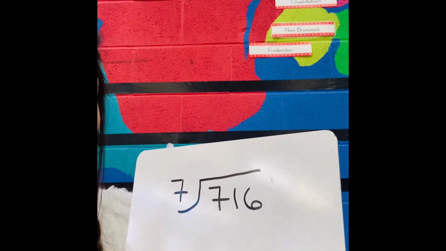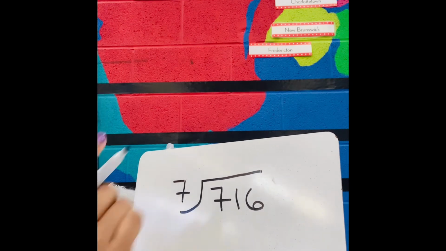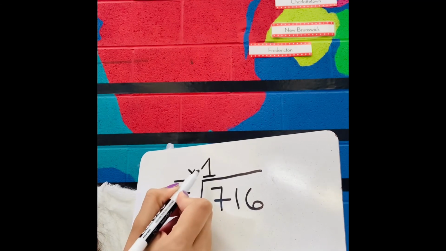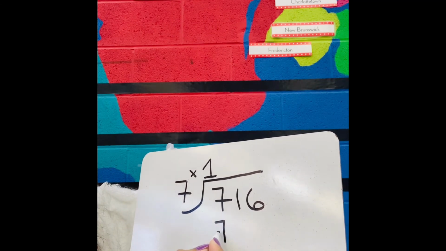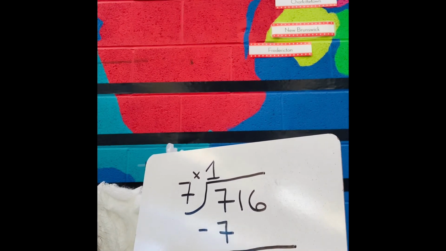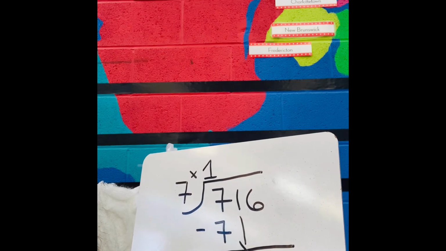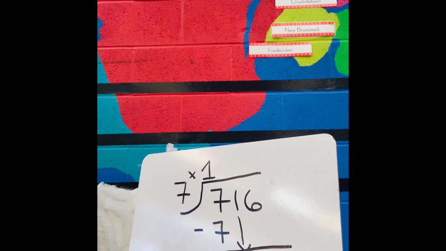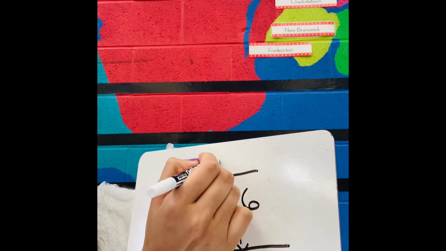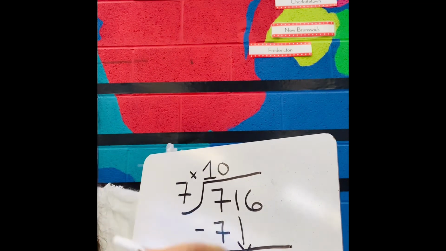How many 7s do we need to make 7? We only need 1 7. Okay, then we multiply 7 times 1, or 1 times 7, gives me 7. I subtract, I'm left with 0. Then I bring my 1 down. Is this 1 big enough for me to divide by 7? No, it's not. So again, because I brought down a number and I can't do anything with it, I need to put a 0 at the top. This tells me that I brought down a number and couldn't do anything with it.